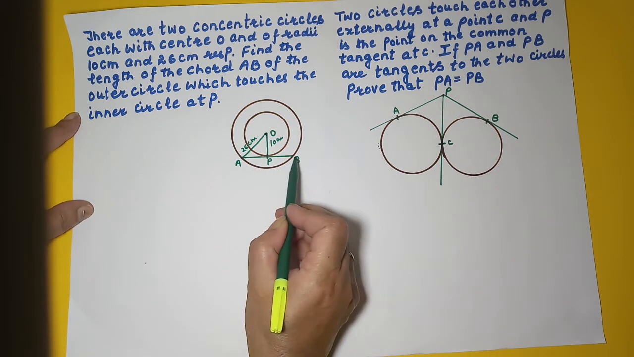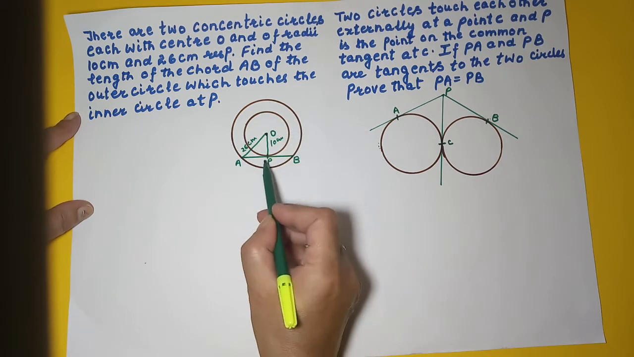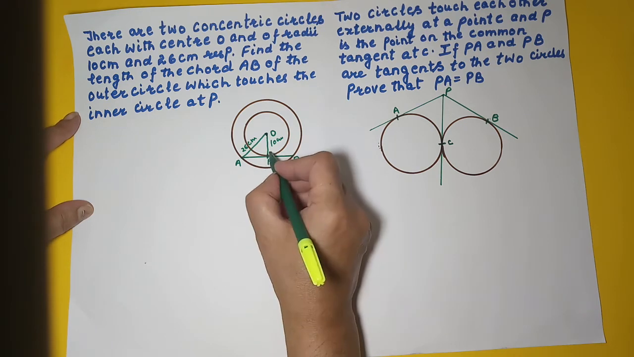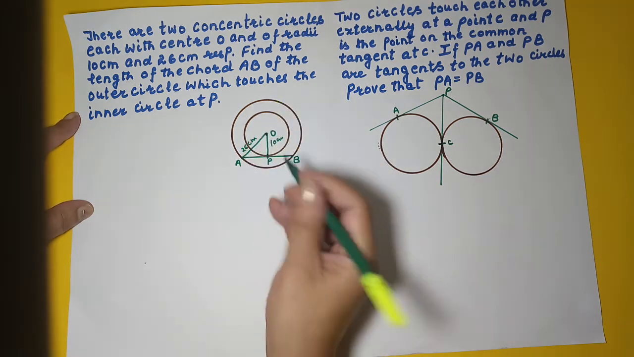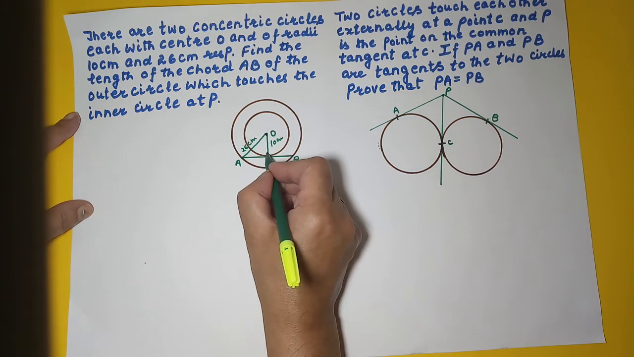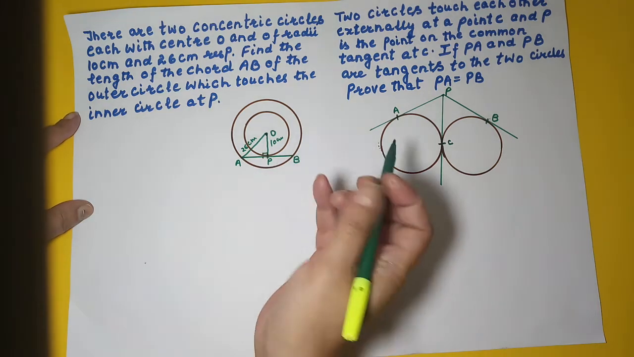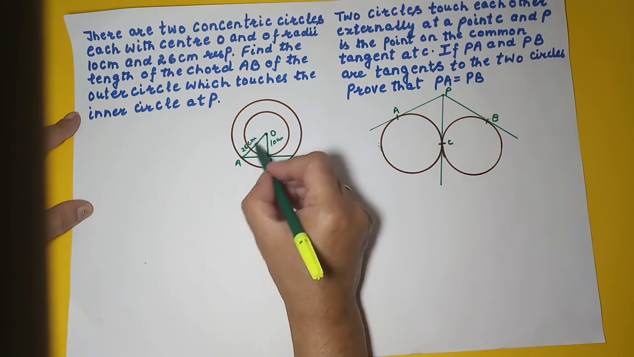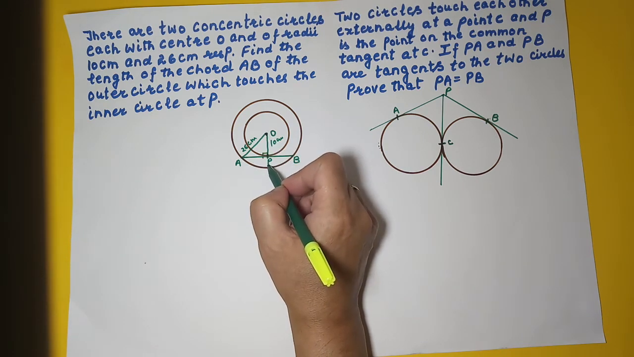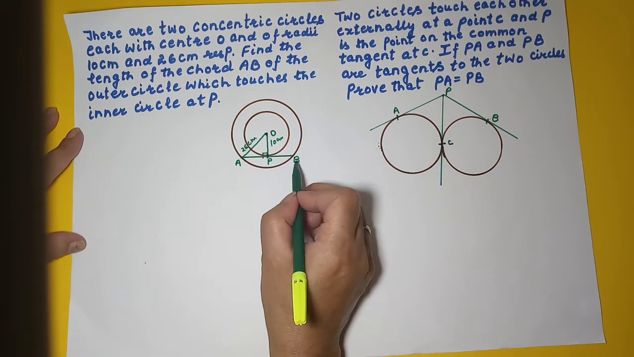Now, chord AB is a chord to the bigger circle, but it is the tangent to the smaller circle, right? You can see that. And P is the point of contact. When it is tangent to the smaller circle, P is the point of contact. So this angle becomes 90 degree, right? So we will consider this right angle triangle AOP. In this triangle, we can find AP. Now we have found AP, we have to calculate actually AB.